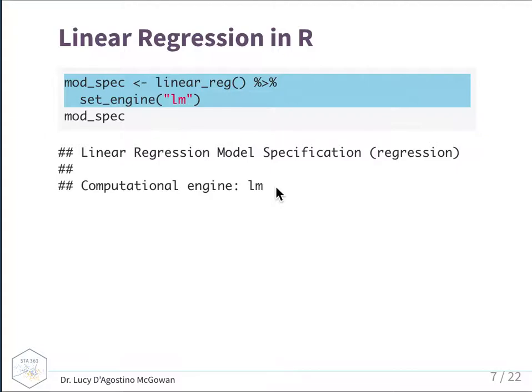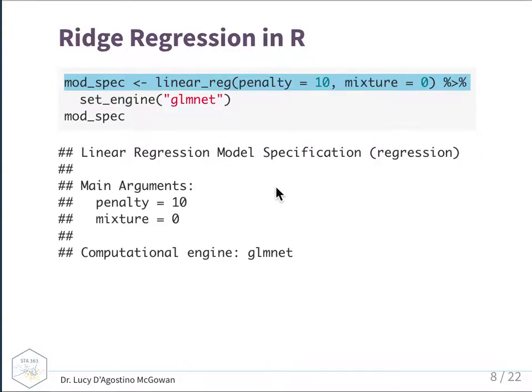Or if we wanted to do ridge regression, we would edit this by updating the linear_reg function with the penalty or the lambda value that we're interested in. And then we would set the mixture equal to 0 because that's what we'll do for ridge regression. And then we'll set the engine to glmnet instead of lm since that's the package that handles ridge, lasso, and elastic net.